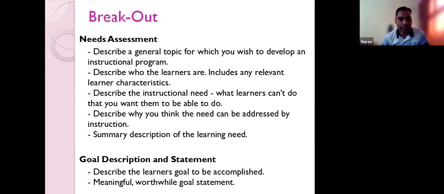Yeah, the last thing we need to mention is the meaningful, worthwhile goal statement. The meaningful, worthwhile goal statement for us for this particular training is campus to corporate. So with this, I want to conclude. Over to you, ma'am.